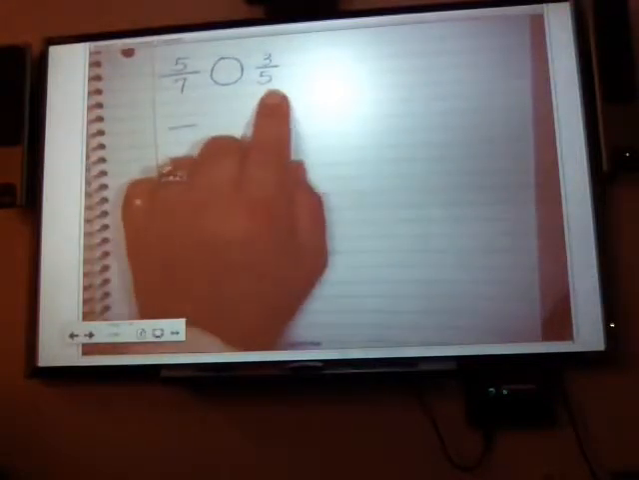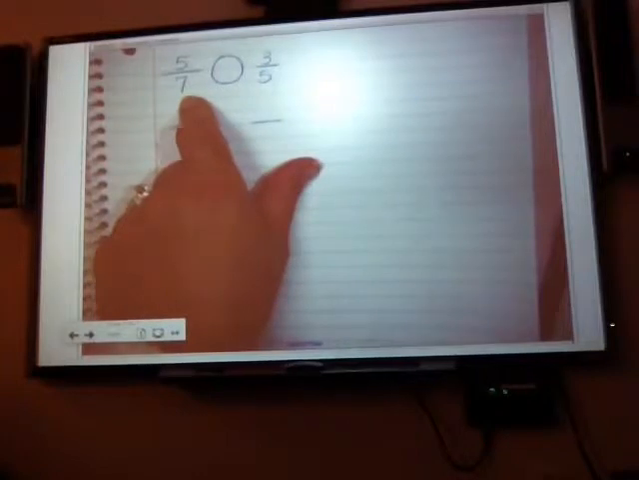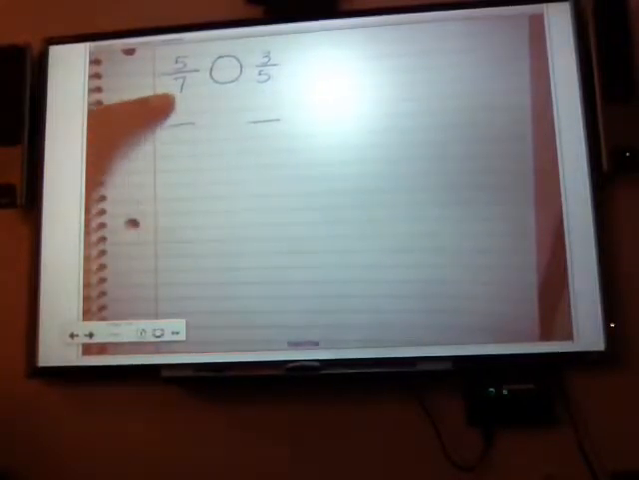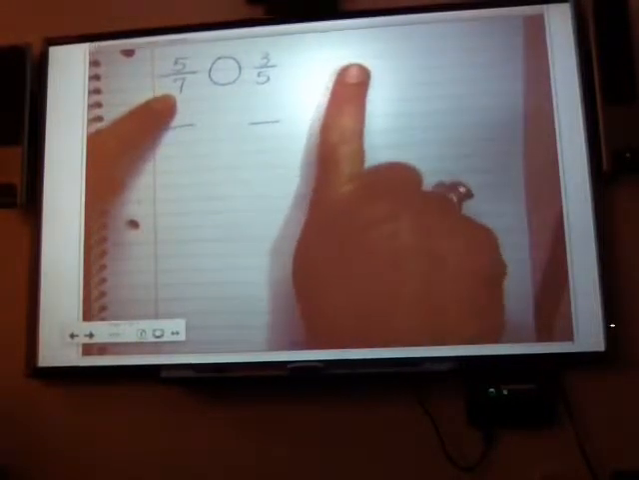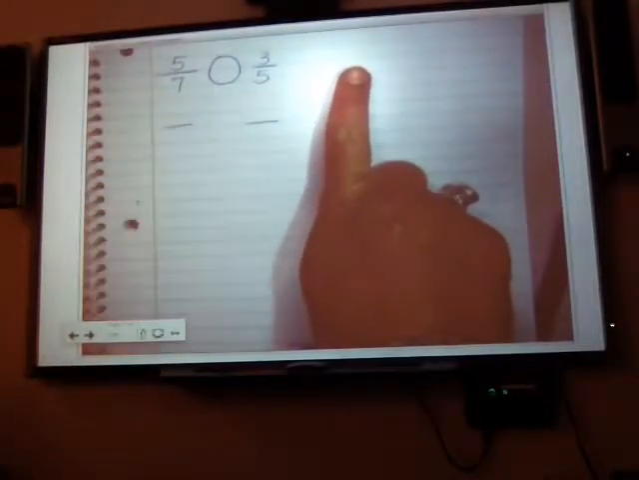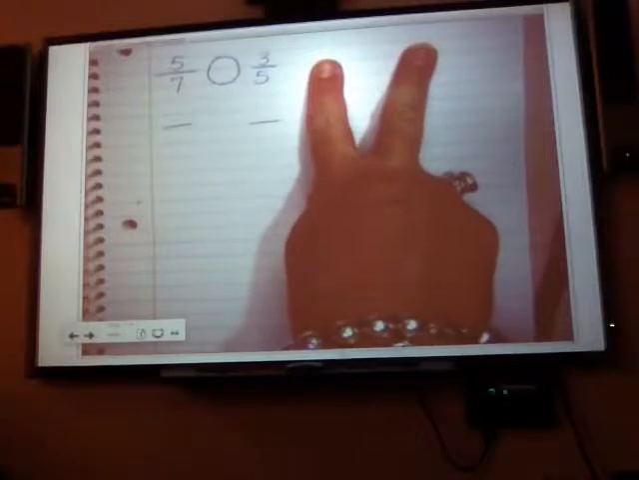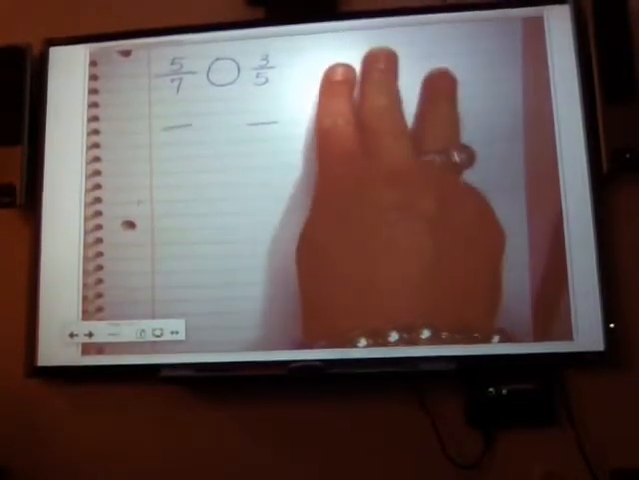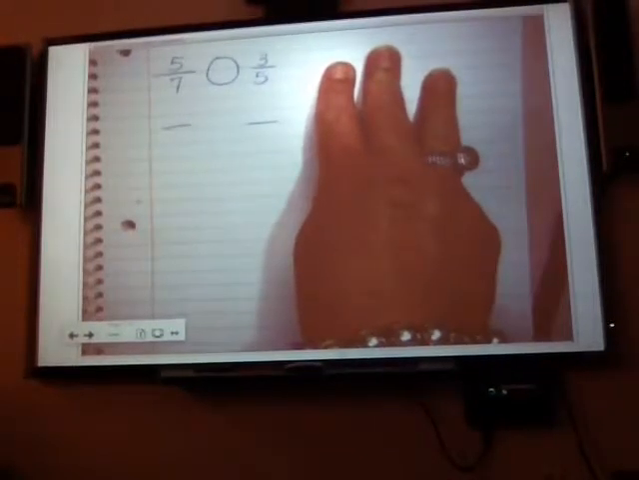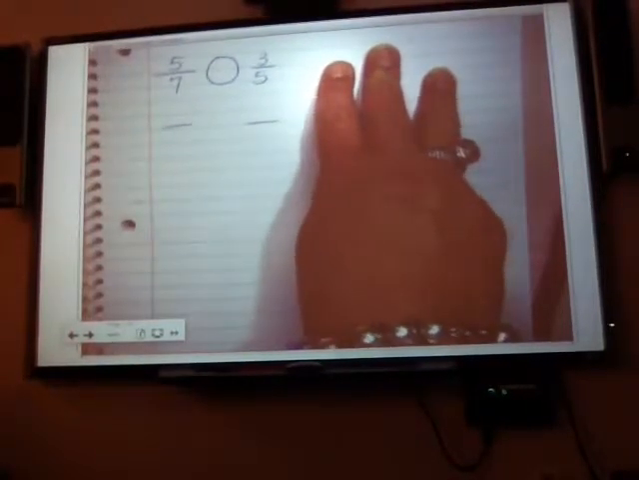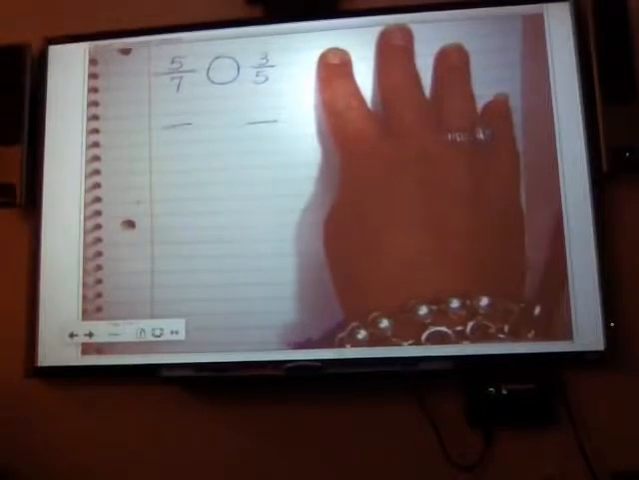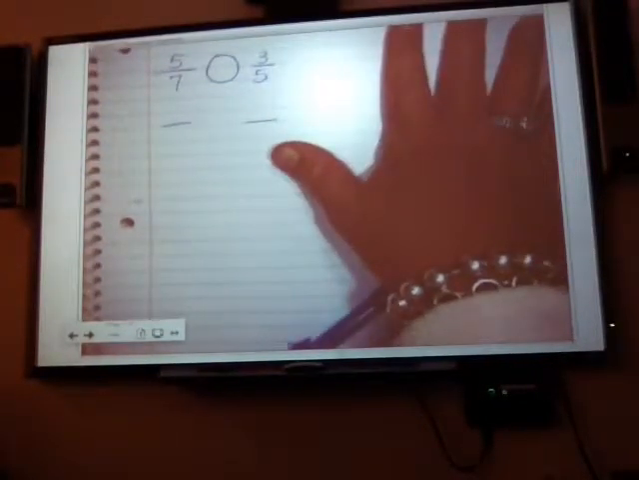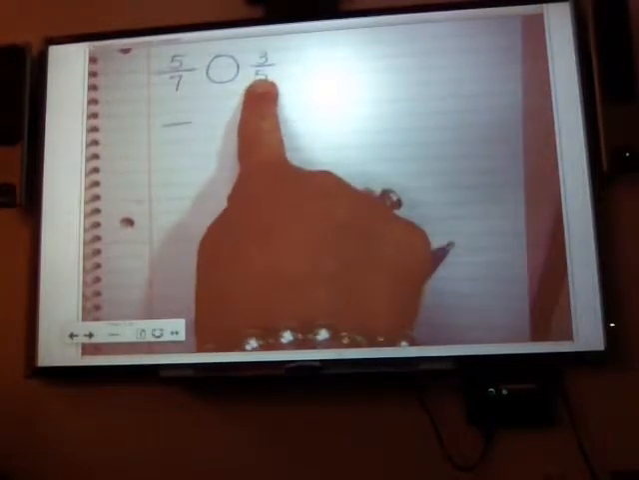So looking at my lowest number, can 5 make a 7? No, it cannot. So let's look at my 7. Let's go my multiples of 7. What's 7 times 1? 7. Can a 5 make a 7? No. 7 times 2? 14. Can a 5 make a 14? No. 7 times 3? 21. Can a 5 make a 21? No. 7 times 4? 28. Can a 5 make a 28? No. 7 times 5? 35. Can a 5 make a 35?